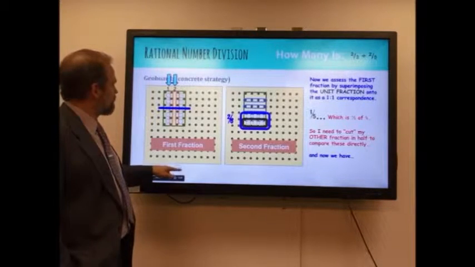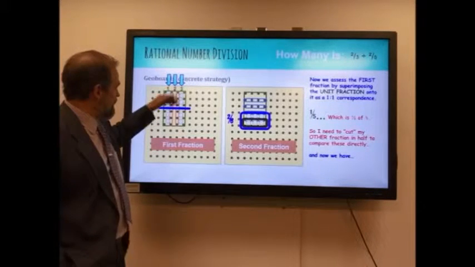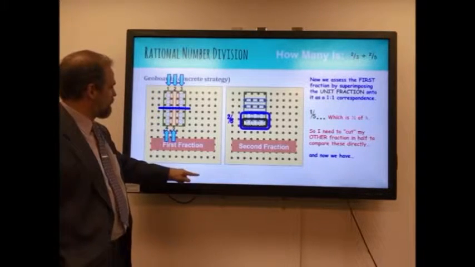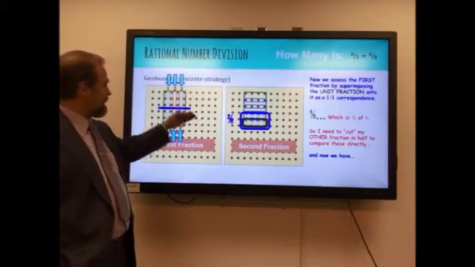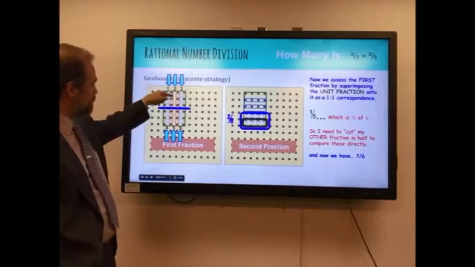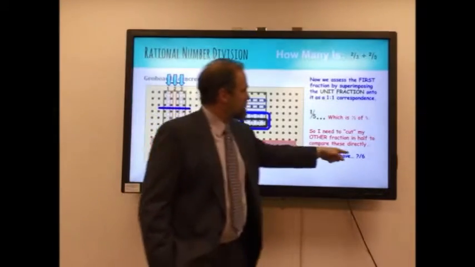And I look at it, 1, 2, 3, right? But since it's cut in half, I have 4, 5, 6 partitions now, not just 3. All right? Cut it in half. I've got 1, 2, 3, 4, 5, 6 partitions, right? So how many sixths?